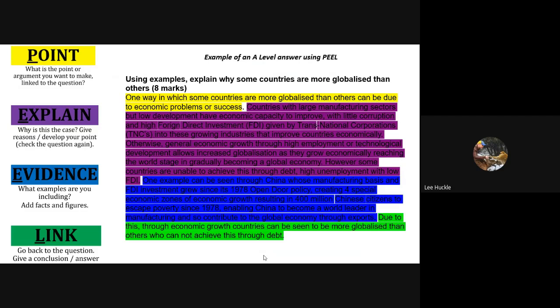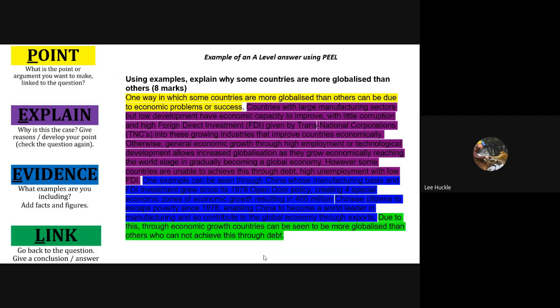He used some facts in there and uses some figures in there. For example, the 400 million Chinese citizens. And then concludes the paragraph with a link statement back to the question. Due to this, it's a good way of starting the last sentence. Due to this, through economic growth, countries can be seen to be more globalized than others who cannot achieve this through debt. So again, it applies to A level. So the more you practice this at GCSE, making your point, explaining it, putting in your evidence example, linking it back to the question, the more prepared you'll be for GCSE and then A level as well.